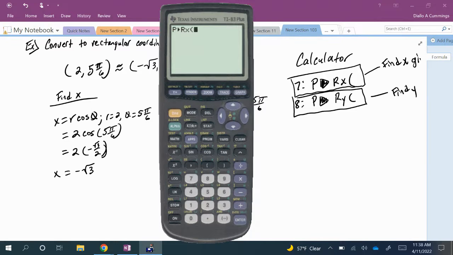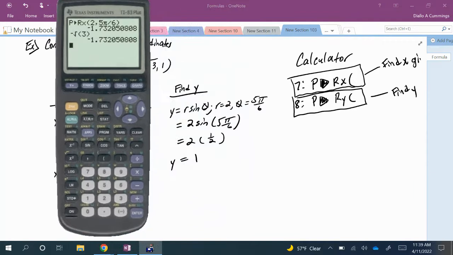All right, so I'm going to put in the polar coordinates 2, 5 pi divided by 6. Right, but notice I'm not going to get negative square root of 3 because the calculator is not going to give us square roots. It gives us an approximation. But I could check to see if that's negative square root of 3. So I'm going to put in negative square root of 3. All right, and we have the exact same value. So we have our x coordinate as negative square root of 3.